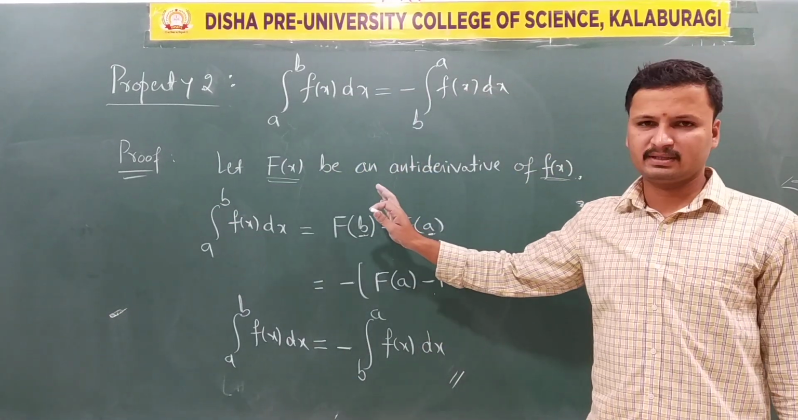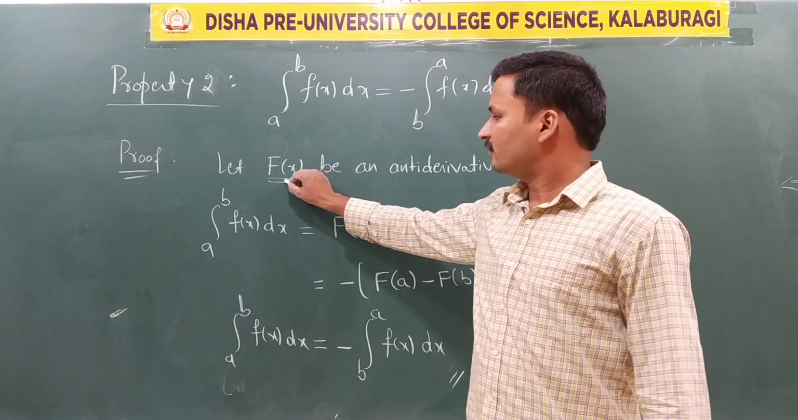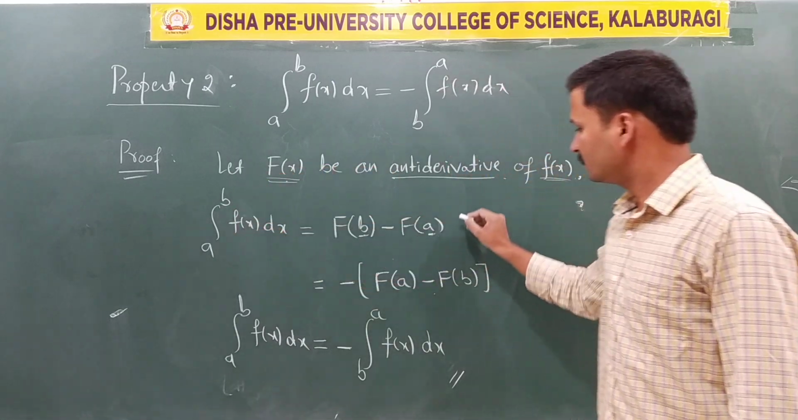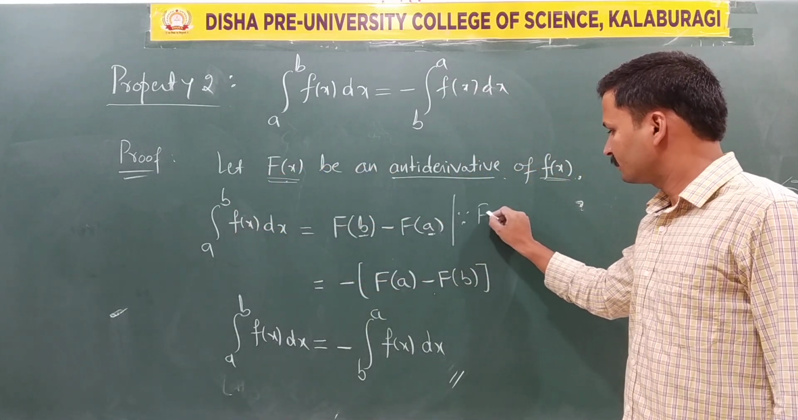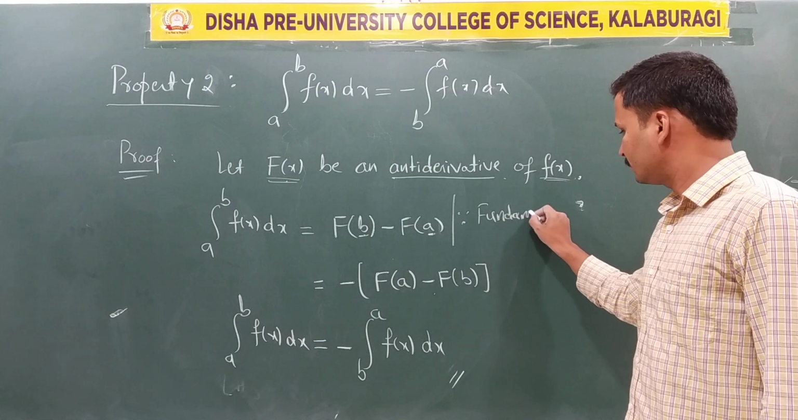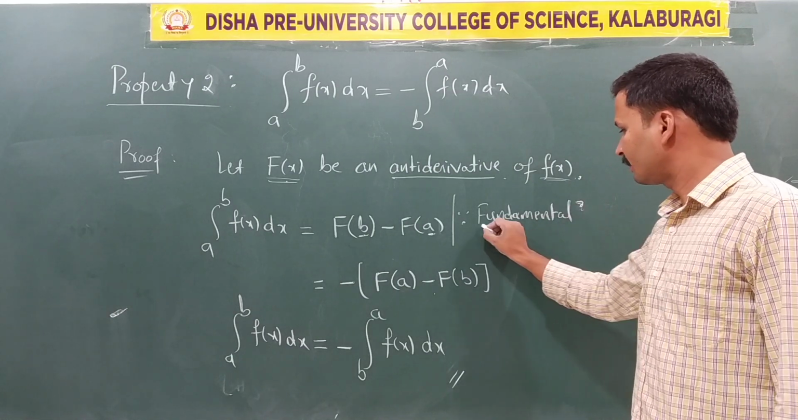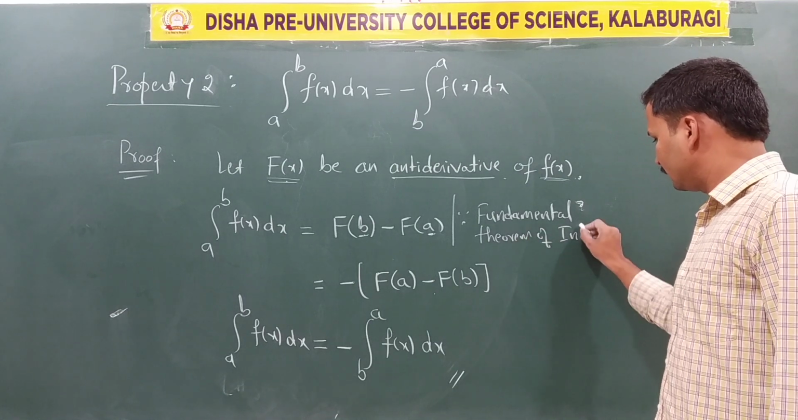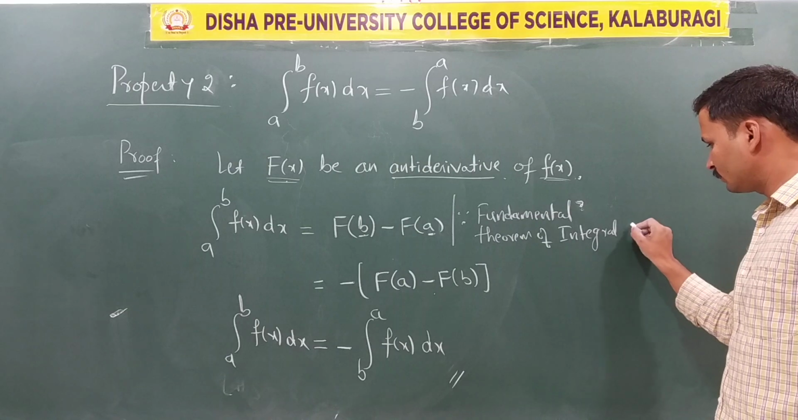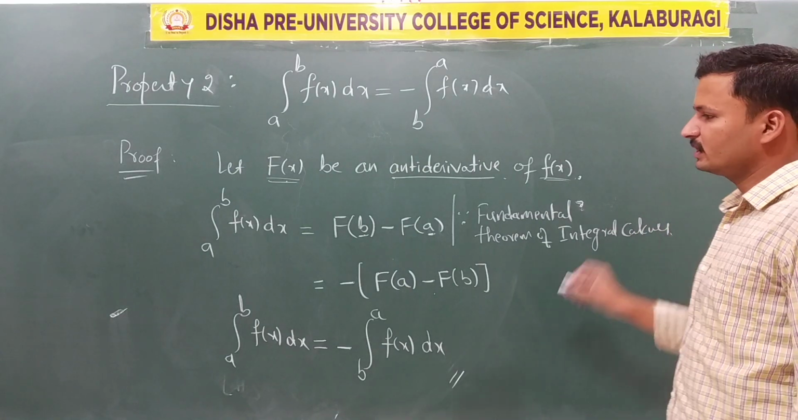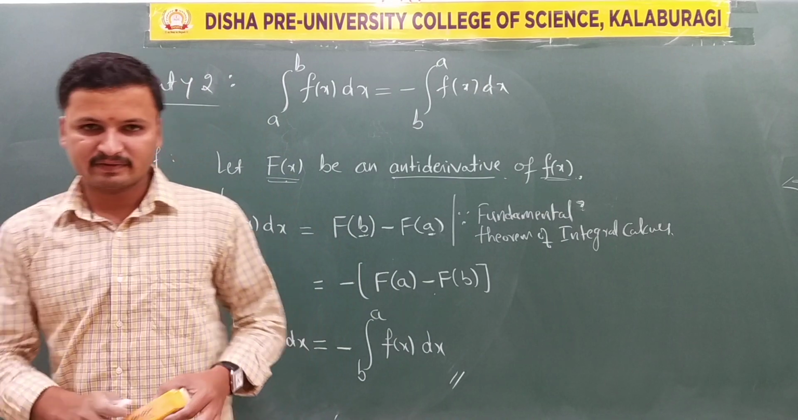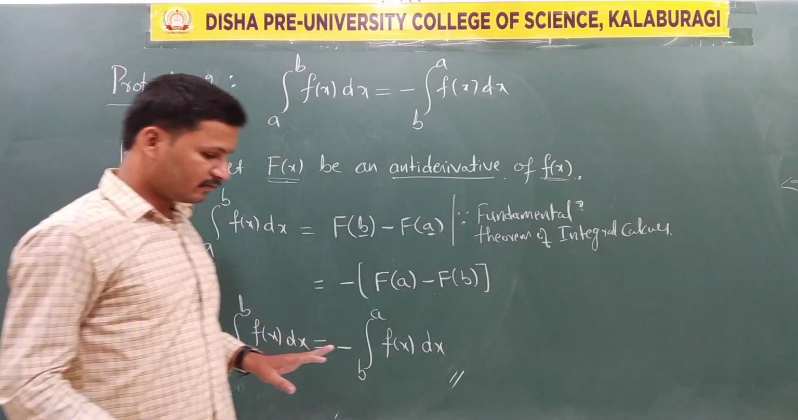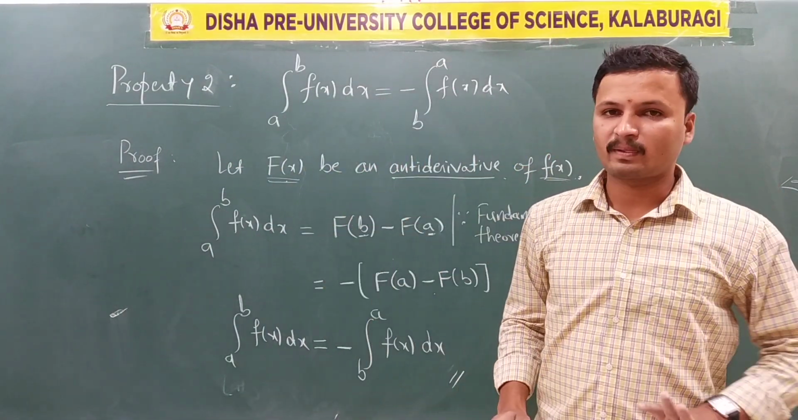Just a simple proof. Let capital F of x be the antiderivative of f of x. So this is by the fundamental theorem of the integral calculus. By the fundamental theorem of the integral calculus, the integral from a to b f of x into dx equals F of b minus F of a. So this is the proof of property number 2.